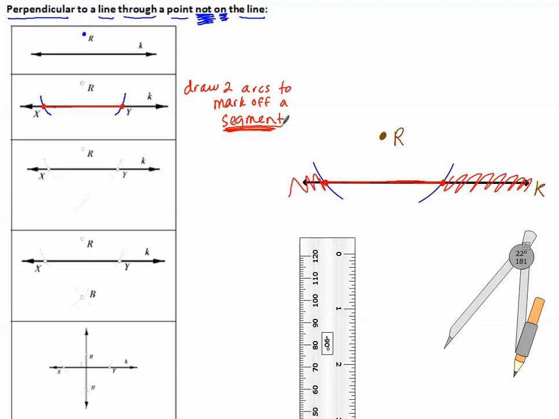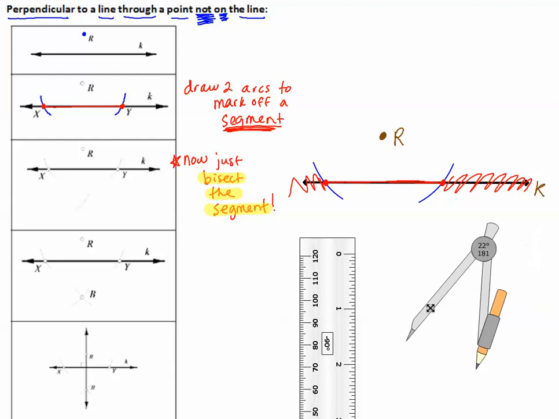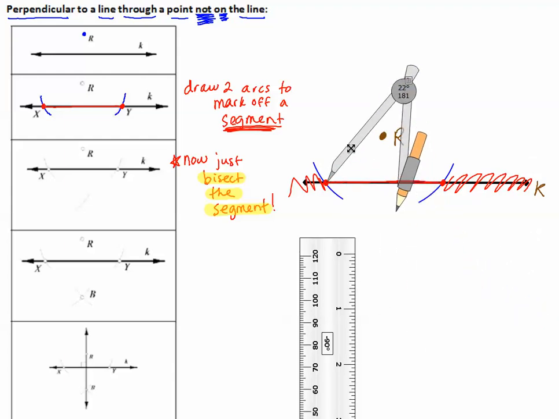Once we have a segment, now it's just to bisect the segment. Now just bisect the segment. Same process we did before. Bisect the segment. It's like we're doing the same construction over and over and over because we kind of are. How do we bisect the segment? One last time to review.